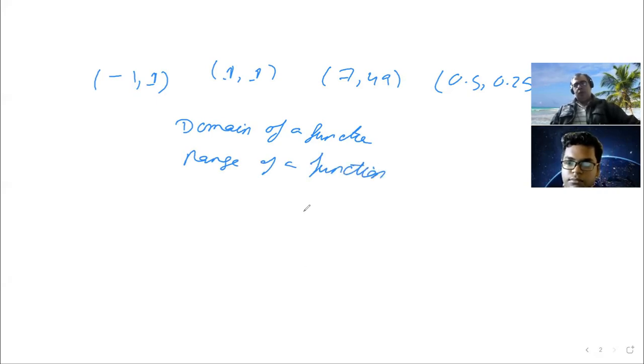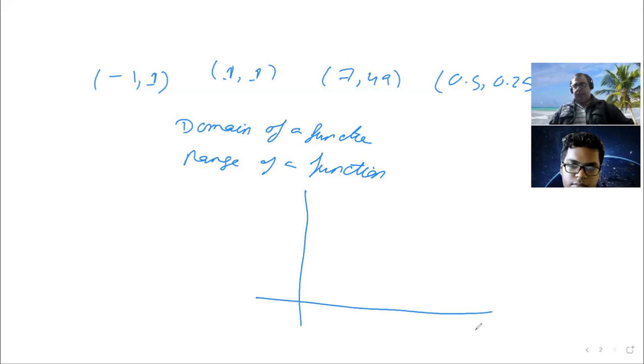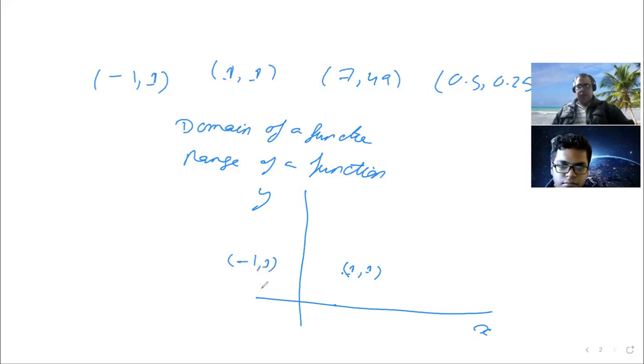Okay. So suppose we draw it in the form of a graph. Let us suppose this is a graph. This is the x-axis, this is the y-axis. All inputs will come on the x-axis, and all outputs will come on the y-axis, right? So 1 will come here, and -1 will come here. Let us suppose this is -1 and this is 1, right?